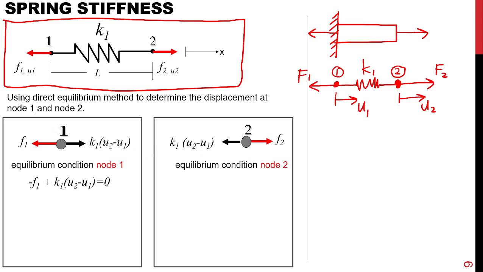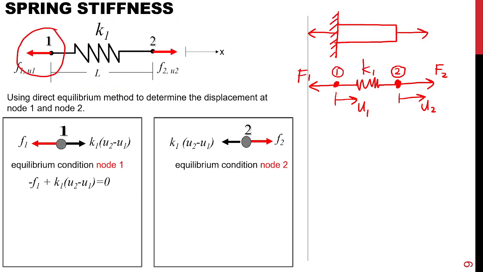Sekarang ni kalau kamu tengok node 1 sahaja. Node 1, tengok ni je. This node only. Equilibrium of this node 1, kita ada force ke kiri. So kita letak dia negatif lah sebab dia kiri. And then kita ada force ke kanan. K1, U2 tolak U1. This is basically KX lah. Sebab dia kena measure difference between U2 tolak U1 lah. So negative F1 plus K1 U2 tolak U1.